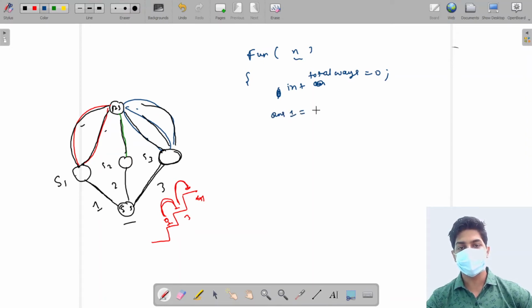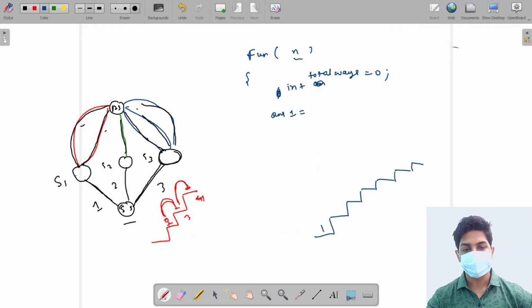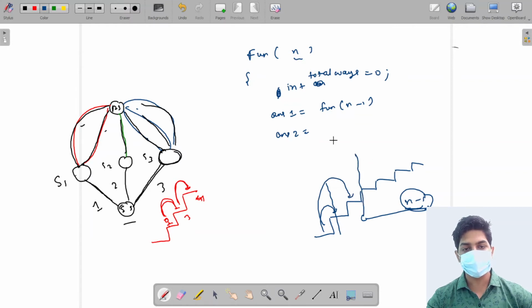I take a jump of 1 unit. I reach this particular position. Now what do I have to climb? I have to climb n minus 1 steps. So answer 1 will be function of n minus 1. Answer 2 will be what? I take a jump of 2 units. Then how many stairs are left to climb? N minus 2. So I will call function of n minus 2.